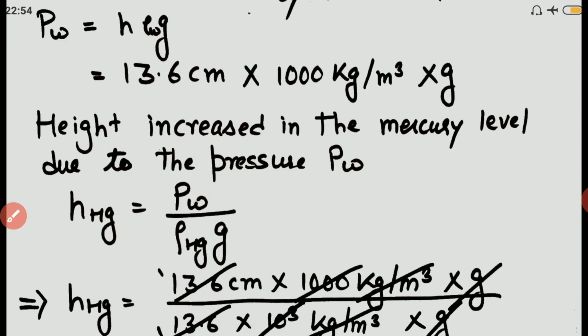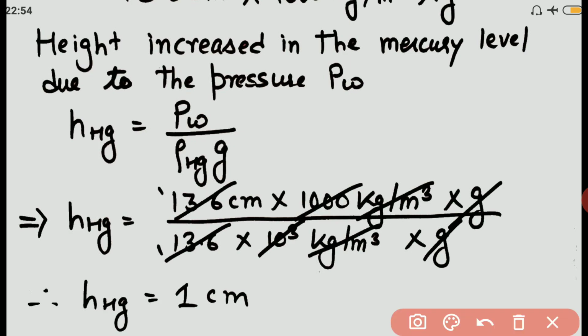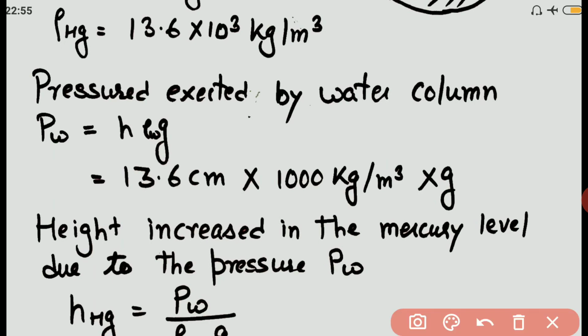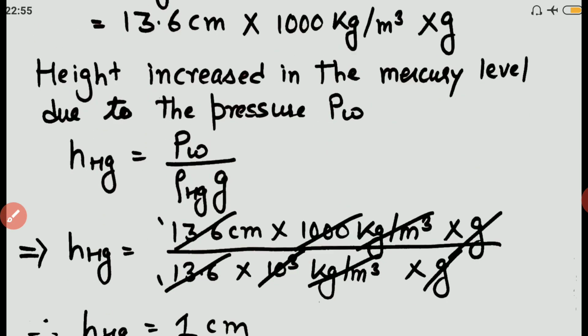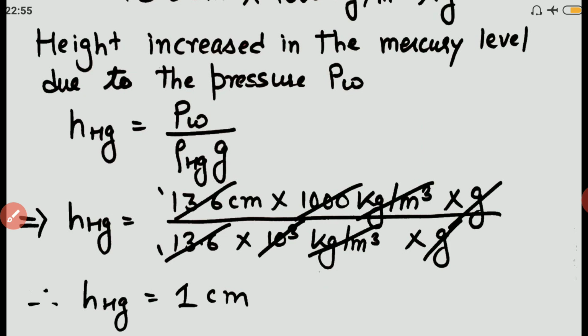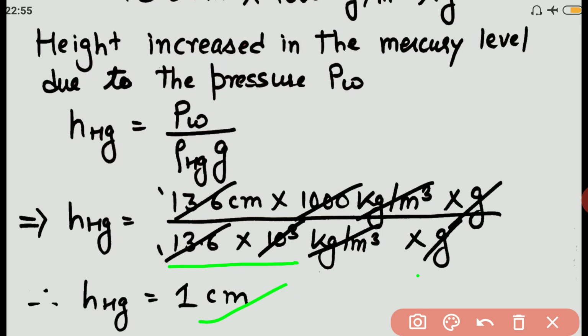Now, replacing the values, just now I have calculated PW, the pressure exerted by the water, to be 13.6 centimeter multiplied by 1000 kilogram per meter cube multiplied by G. This expression here, that is PW, right? Pressure due to water upon the density of the mercury, which is 13.6 into 10 to the power 3 multiplied by G. So here everything gets cancelled, right? So hence the height of the mercury column should be 1 centimeter.